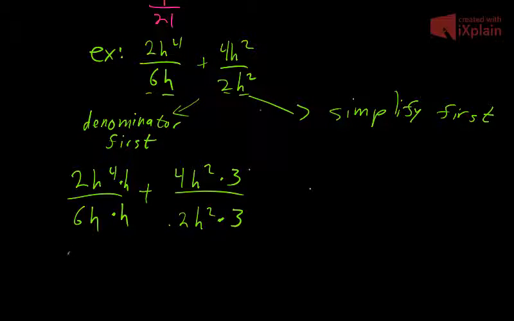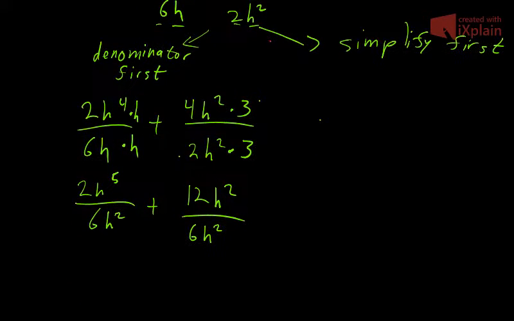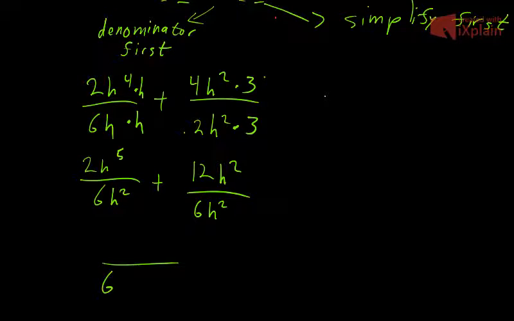When I'm done with that, I'll end up with 2h to the 4th times h over 6h squared. H to the 4th times h, that's h to the 5th. There we go. Plus, over here I'll have 12h squared over 6h squared. Look at that, got my h squared and h squared on the bottom. Those are common denominators. So now I want to keep the denominator, 6h squared, and add the top. So I have 2h to the 5th plus 12h squared.